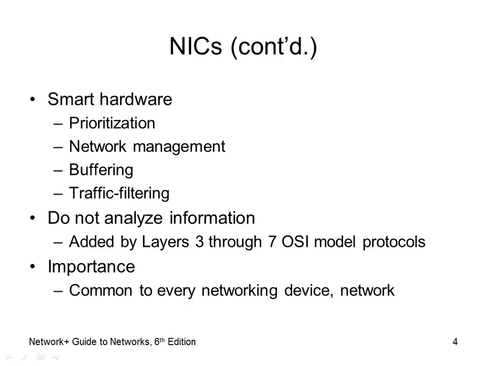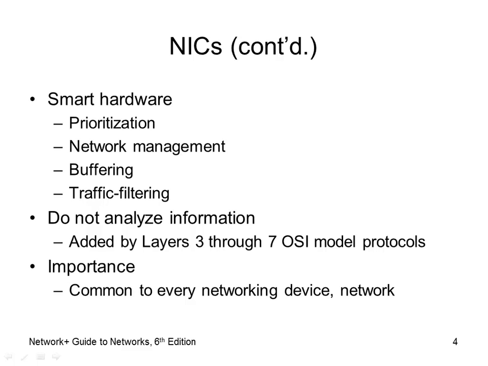So some NICs, especially those that you use in servers, might do some things like prioritization. They offer network management, buffering, and some have traffic filtering. Now, do y'all all understand what a buffer is? All right, a buffer basically is just memory that's on the network card. And if data comes in off the network too fast for the device to process, it goes into that buffer until the device can process it.